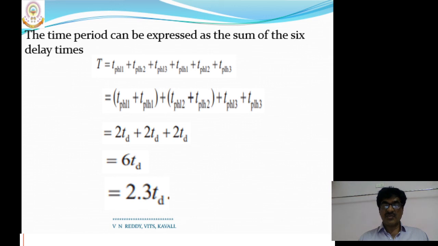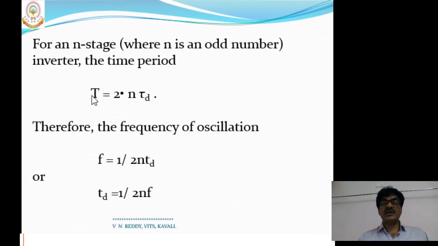Suppose you maintain n stages, how much time period can you expect? Very good, that is 2 into n times Td. So in the case of n stages, you can express the time period as 2 n Td. Therefore, the frequency of oscillation is f equal to the inverse of the time period, that is 1 by 2 n Td. Therefore, the delay Td equals 1 divided by 2 n f. So by knowing the ring oscillator frequency, you can estimate the time delay.